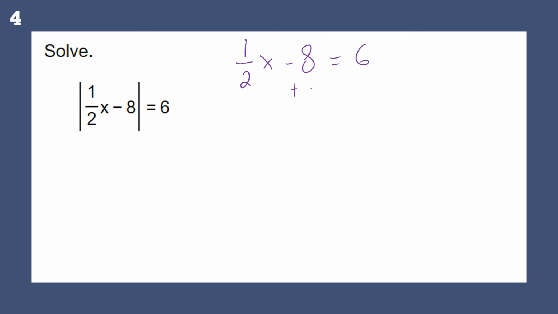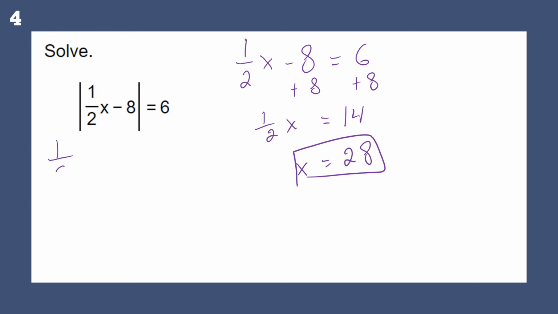And we go ahead and solve it, and we add 8 to both sides. 1 half x equals 14. Then multiply both sides by 2, and I get x equals 28. But there's one other possibility. Since no matter what I put in there, whether it's positive or negative, it's going to end up being positive, I have another possibility for what 1 half x minus 8 could equal. It might equal 6, or the other option, it could equal negative 6.